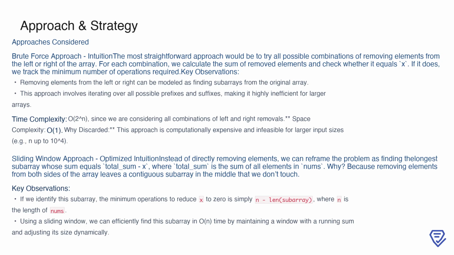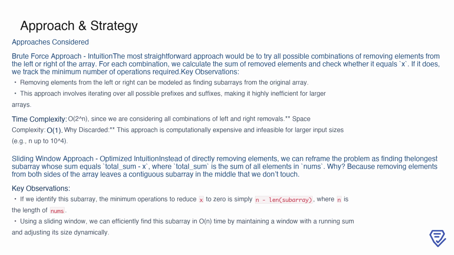To tackle this problem, let's first explore the brute force approach. The intuition behind this method is straightforward. We try all possible combinations of removing elements from the left or right of the array. For each combination, we calculate the sum of the removed elements and check if it equals x. If it does, we keep track of the minimum number of operations required.